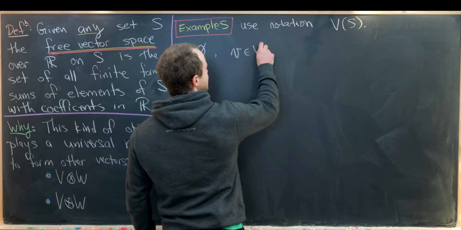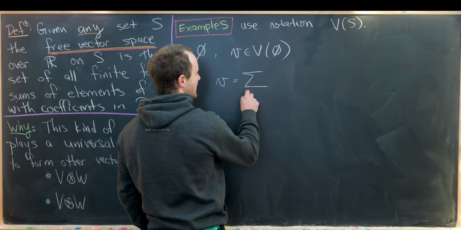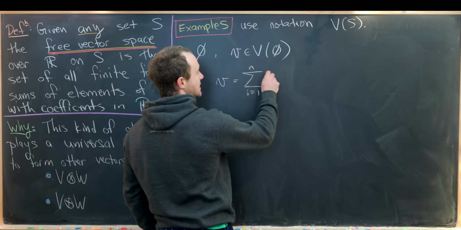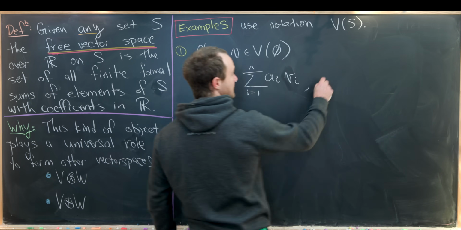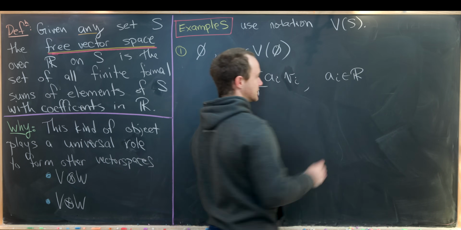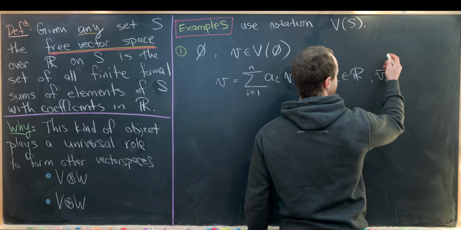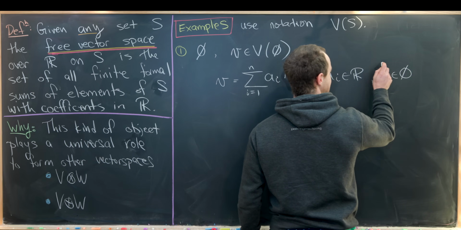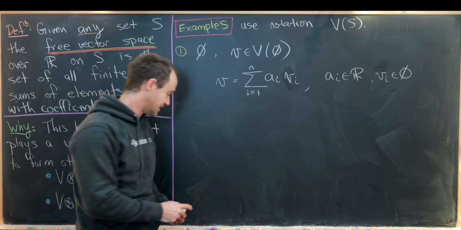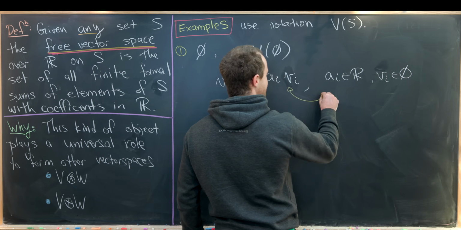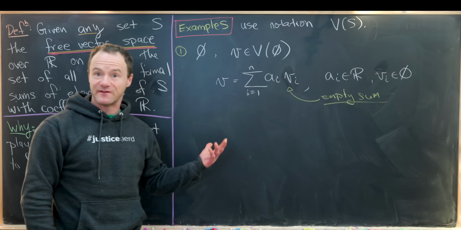So if v is in V of the empty set, then v will be equal to the sum as i goes from 1 to n of a_i times, maybe we'll say v_i, where here a_i comes from the real numbers. So those are the coefficients here. And then v_i comes from our set, but our set is the empty set. But now we run into a problem here because the empty set clearly doesn't have any elements. So that makes this thing an empty sum. So let's write that down. This is an empty sum. But what's the value of an empty sum?